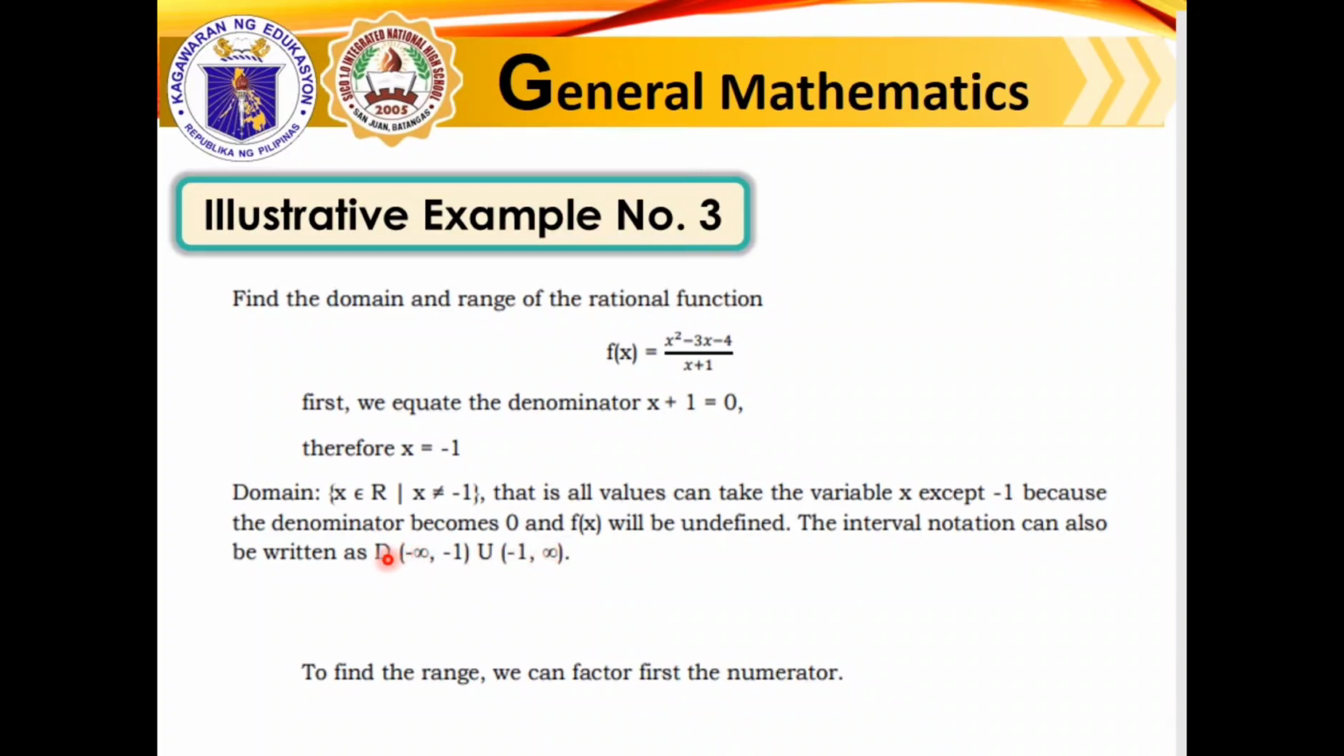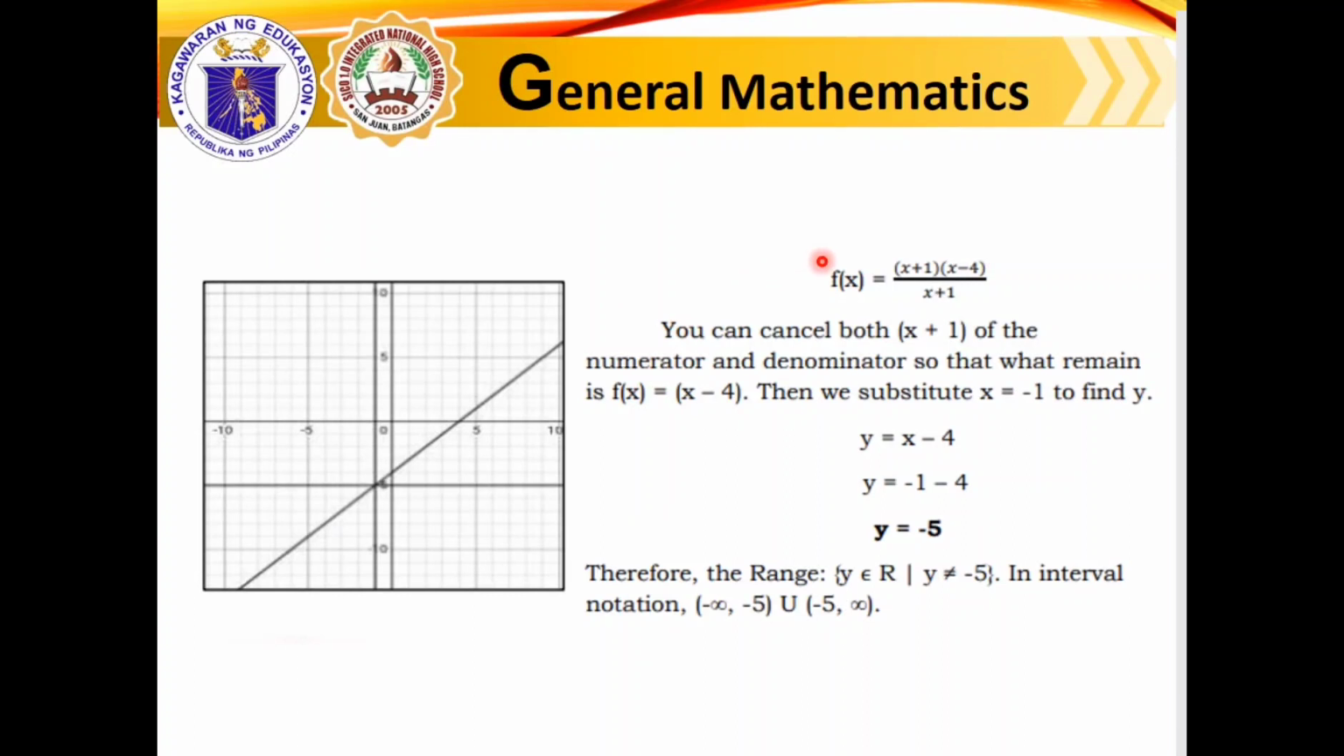Then, to find the range, we can factor first the numerator. So we can write the original function of x in factored form. So it will become x plus 1 times x minus 4 all over x plus 1. So you can cancel both x plus 1 of the numerator and denominator. So as you can see, x plus 1 is common to numerator and denominator. So we will now cancel. So it will become function of x equals x minus 4. So function of x, we will change it to y. So it will become y equals x minus 4.